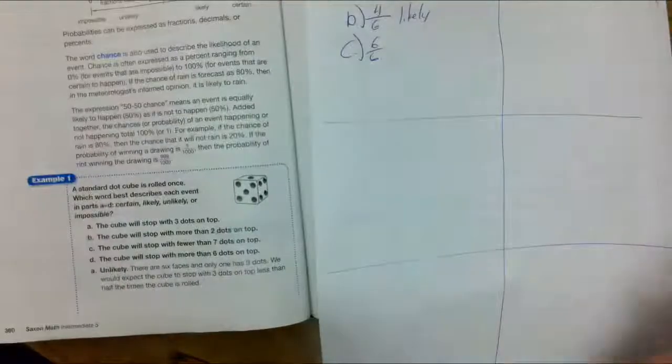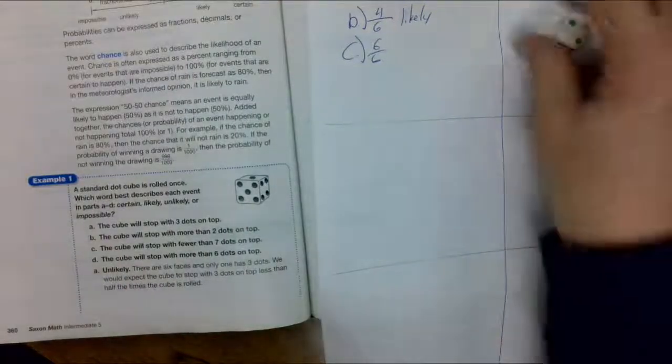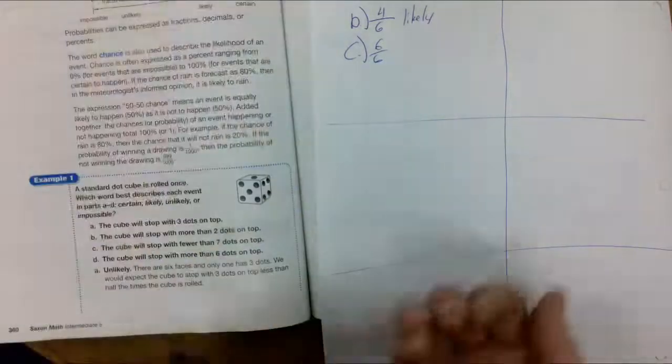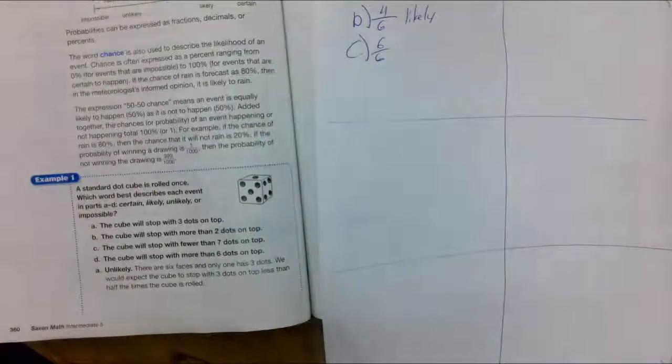C. The cube will stop on a dot fewer than 7. 6, 5, 4, 3, 2, 1 are all fewer than 7. So 6 out of 6. Every time I roll this, it's going to be under 7. 2 is under 7. 3 is under 7. A 6 is under 7. A 5 is under 7. Everything's under 7, so it's going to be certain. Of course you're going to get one less than 7. They're all under 7.